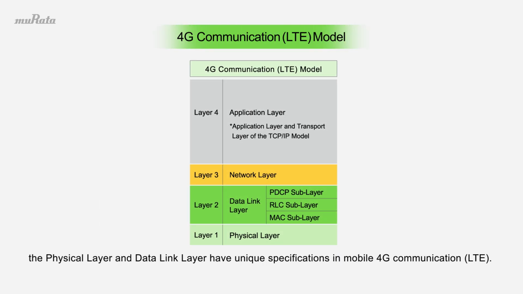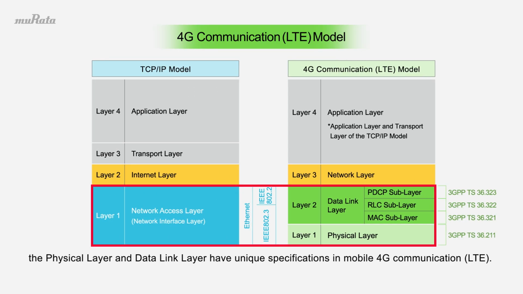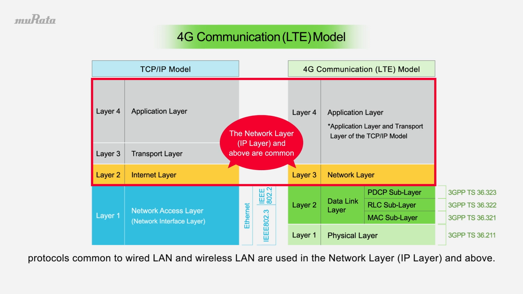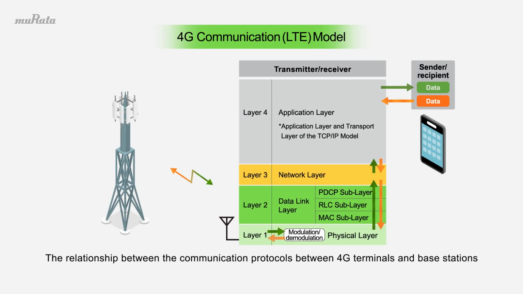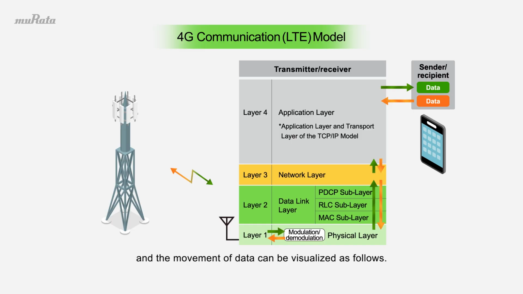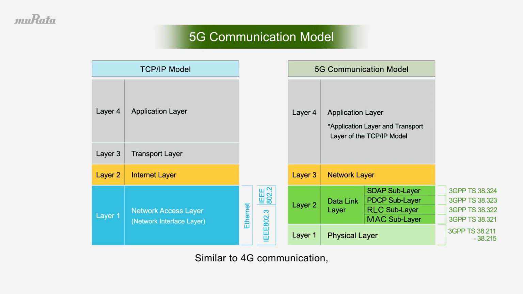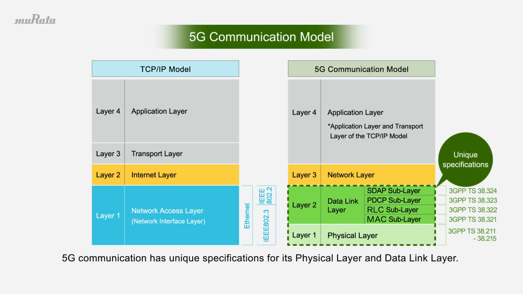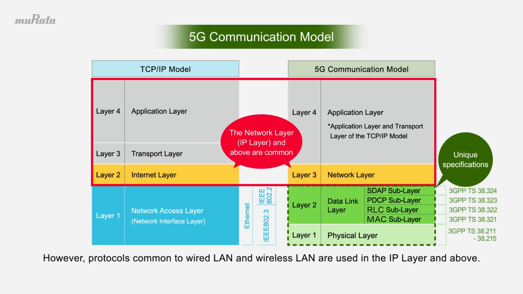Furthermore, the physical layer and data link layer have unique specifications in mobile 4G communication. However, protocols common to wired LAN and wireless LAN are used in the network layer and above. The relationship between the communication protocols between 4G terminals and base stations and the movement of data can be visualized as follows. Similar to 4G communication, 5G communication has unique specifications for its physical layer and data link layer. However, protocols common to wired LAN and wireless LAN are used in the IP layer and above.